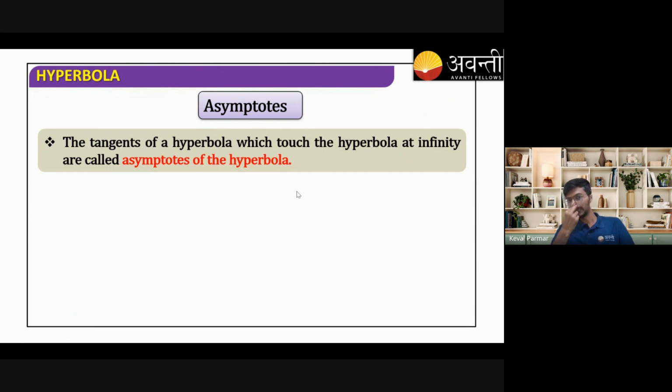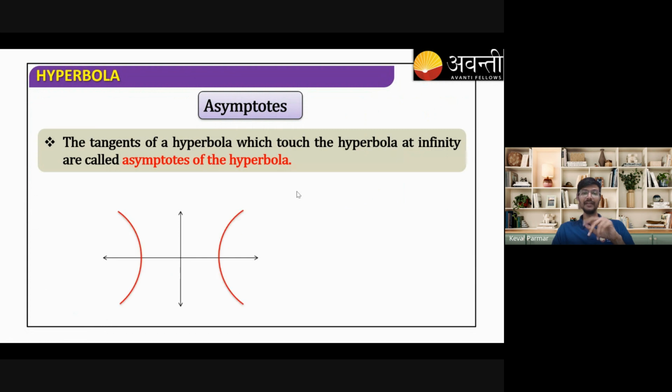The tangents of a hyperbola which touch the hyperbola at infinity, that means which never touch the hyperbola, basically they just move parallel to each other, are called asymptotes of the hyperbola. Obviously, guys, not all curves have asymptotes. An ellipse doesn't have an asymptote, a circle doesn't have an asymptote, but a hyperbola has. That's why we're studying it in hyperbola.